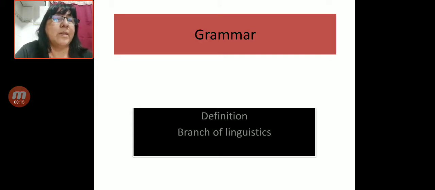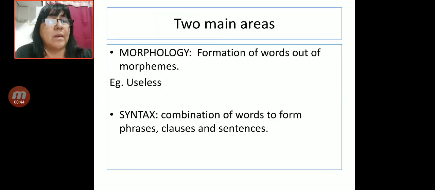We are going to begin with grammar, the definition of grammar. What is grammar? It is a branch of linguistics, a science that involves the study of language and how it works. In grammar, we have to take into consideration two main areas, which are morphology and syntax.